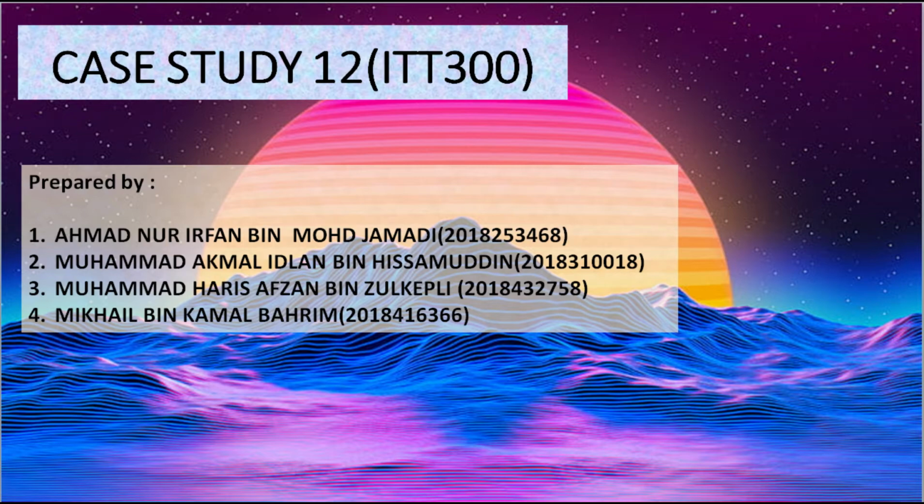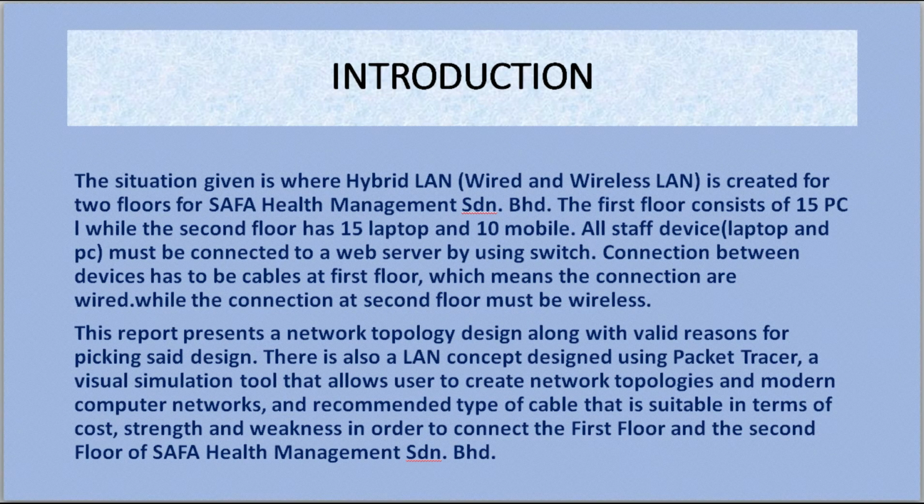So let's get started. Introduction. The situation given is where a hybrid LAN, wired and wireless LAN, is created for two floors for SAFA Health Management Sdn Bhd. The first floor consists of 15 PC while the second floor has 15 laptops and 10 mobiles. All staff devices, laptops and PCs must be connected to a web server by using a switch. The connection between devices has to be cable at the first floor, which means the connection is wired, while the connection at the second floor must be wireless.